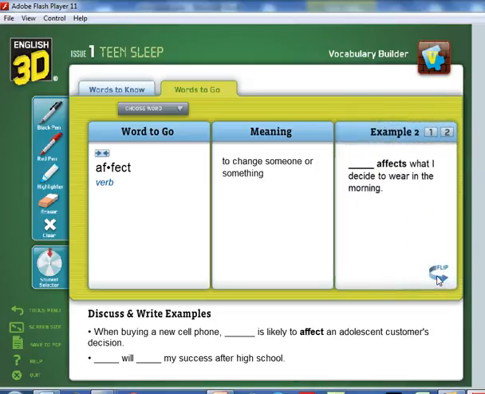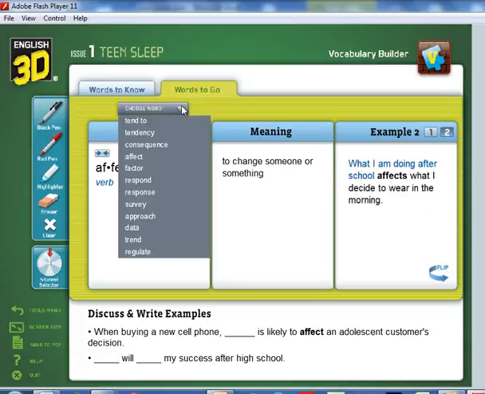And another example. What affects what you decide to wear in the morning? Well, the weather affects what you decide to wear in the morning. What I'm doing after school affects what I decide to wear in the morning. If you're going to soccer practice, right, that's going to affect the shoes that you wear, the clothes you wear. Affect. And the next word, so far we've had tend to, tendency, consequence, affect.